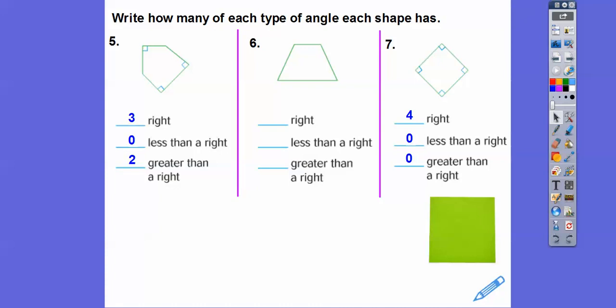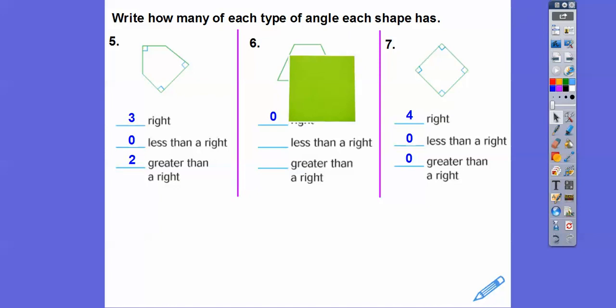Okay, how about this guy right here? This one doesn't have any right angles, so let's go ahead and put that in there, 0 right angles. All right, and then let's see about these angles here. I'm looking at the top left-hand corner right here. Can you see that this angle right here is opened up more than this right angle right here? So there's one angle. We can figure out that the same is happening on that side.